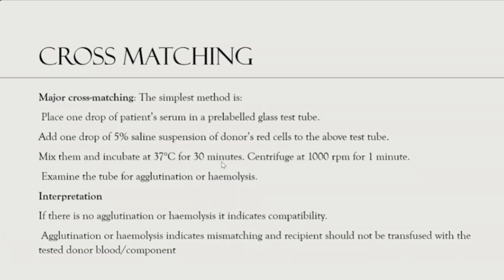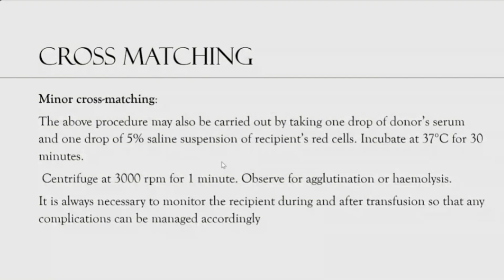So if there is no agglutination or hemolysis, that will indicate compatibility. Then you can go ahead and transfuse. Then if there is agglutination or hemolysis, that will indicate a mismatch and the recipients should not receive transfusion if there is agglutination.